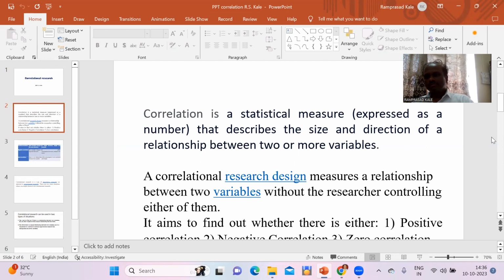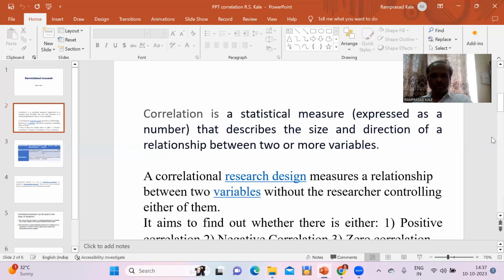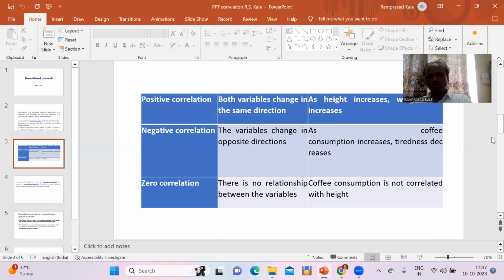Correlational research design measures a relationship between two variables without the researcher controlling either of them. This research design aims to find whether there is positive correlation, negative correlation, or zero correlation. I will clarify here the terms positive, negative, and zero correlation.